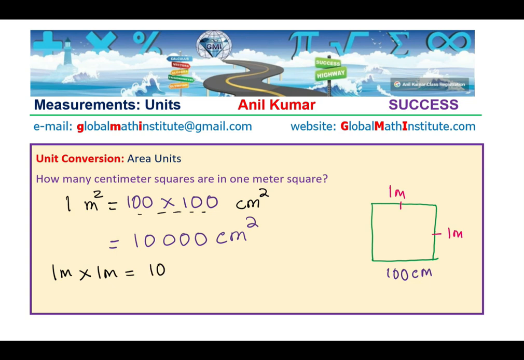1 meter is 100 centimeters. So 100 centimeters times 100 centimeters, correct? And that gives you four zeros. Centimeter times centimeter becomes centimeter square. That's another way of doing it. Now see, I've shown you a simple method of how we break down the units and then use each conversion factor, right? That method can also be used.